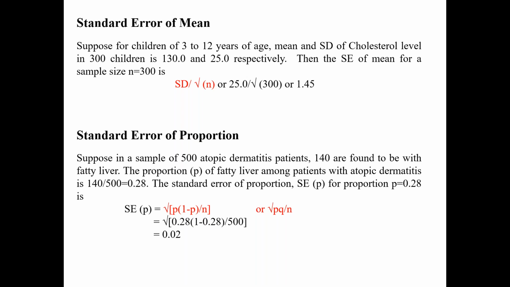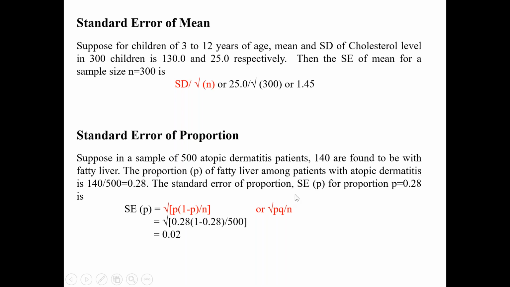And if it is in terms of qualitative data, then standard error of proportion is used. Proportion is in percentage. Example here: suppose in a sample of 500 atopic dermatitis patients, 140 are found to be with fatty liver. The proportion of fatty liver among these patients with atopic dermatitis is 140 out of 500, that is 0.28, or I can express it in percentage, 28%.